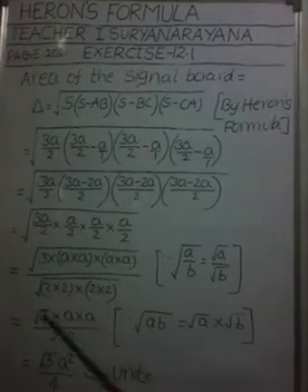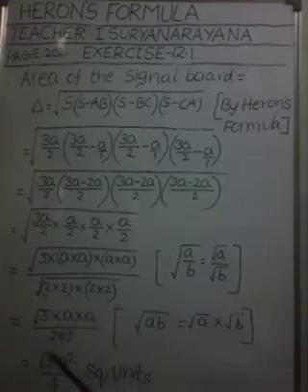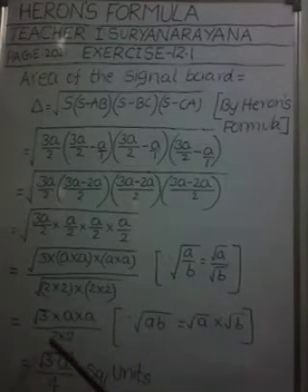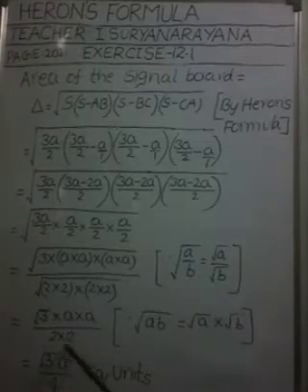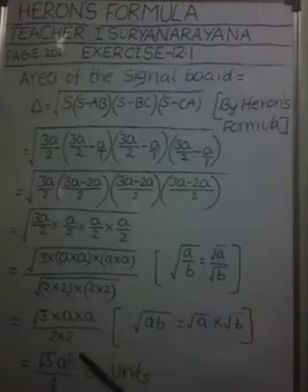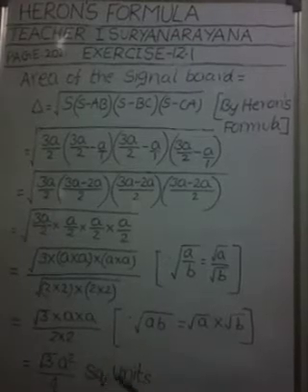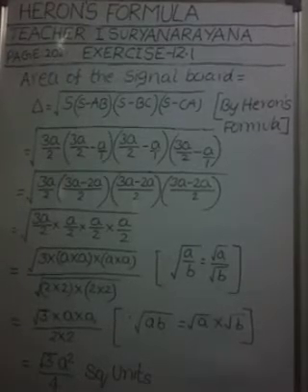Now what will you get in the numerator? Root 3 into a into a, that is root 3 a square. By 2 into 2, what will you get in the denominator? 4. So this is the area of the signboard: root 3 a square by 4 square units. Understood this step, my children?